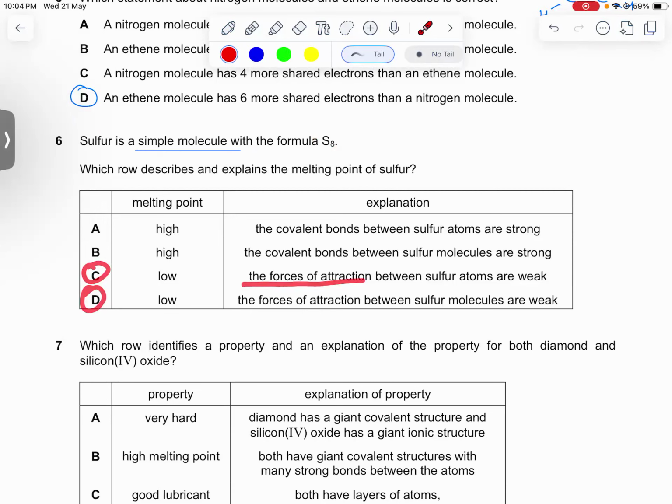The forces of attraction between sulfur atoms are weak. The forces of attraction between sulfur molecules are weak. But the forces of attraction between sulfur molecules are weak. Okay, the molecular attraction is weak. The melting and boiling point breaks down molecules, like molecules separate apart.